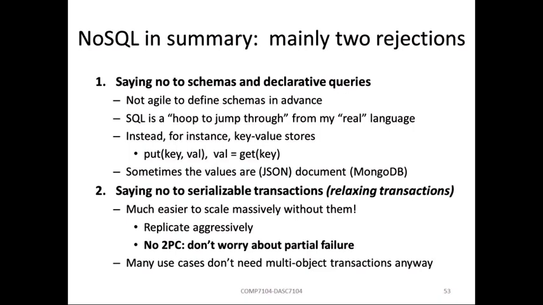Sometimes the values for the data come in different formats, for instance, semi-structured JSON data, and therefore relational schemas are not really designed for that. And also, the second rejection: saying no to serializable transactions, or relaxing transactions. It's much easier to build systems that can scale massively without the burden of supporting transactions. That enables in particular to replicate aggressively and to not use distributed consensus protocols such as 2PC.